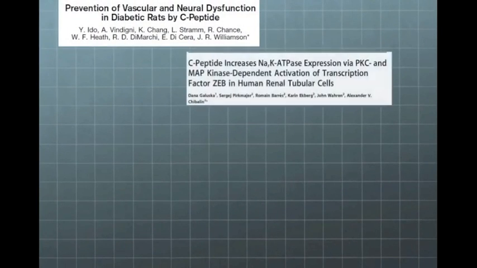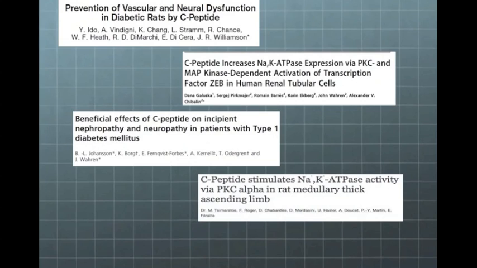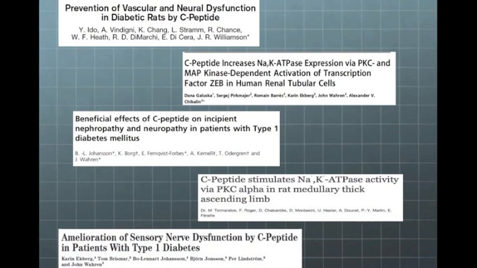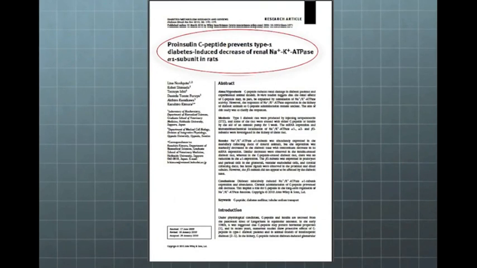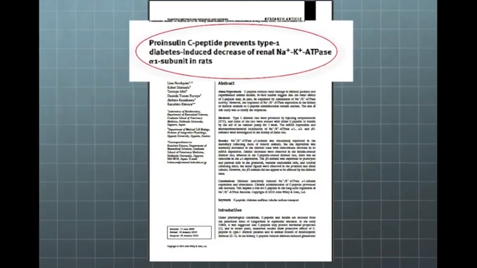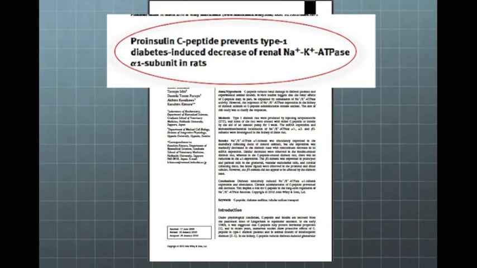Therefore, C-peptide administration and therapies are being extensively studied in order to see if C-peptide could be used as a treatment to reduce long-term complications. One group was interested in how C-peptide influenced sodium-potassium ATPase in kidneys, and found that C-peptide prevented the decrease of sodium-potassium ATPase alpha-1 subunit in rats.